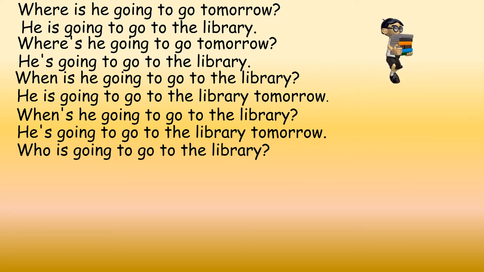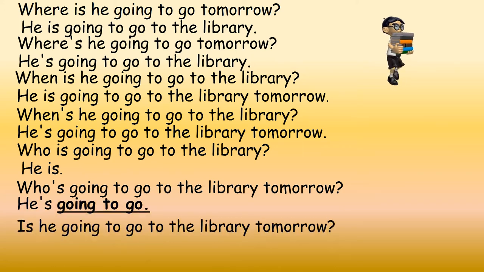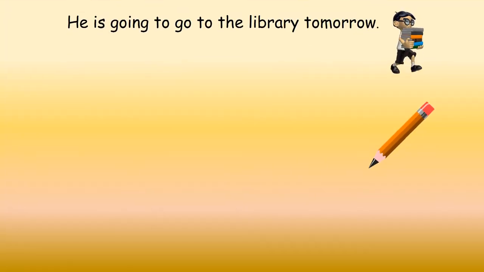Slow, who is going to go to the library? He is. Fast, who's going to go to the library tomorrow? He's going to go. Is he going to go to the library tomorrow? Fast, is he going to go to the library tomorrow? Slow, yes, he is. So the answer, he is.